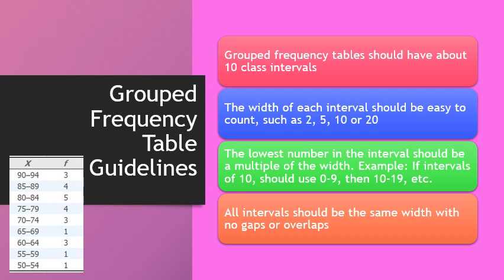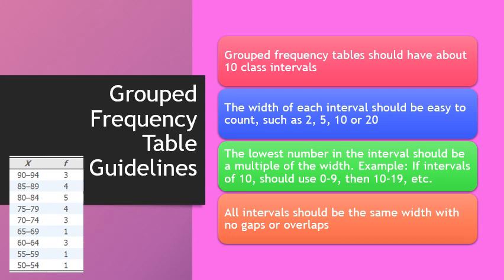The guidelines for grouped frequency tables are as follows. You typically want about 10 class intervals. Could be a little less, a little more. The width of each interval should be easy to count, such as 2, 5, 10, or 20. In this example, it's by fives. There are 5 numbers in each interval.